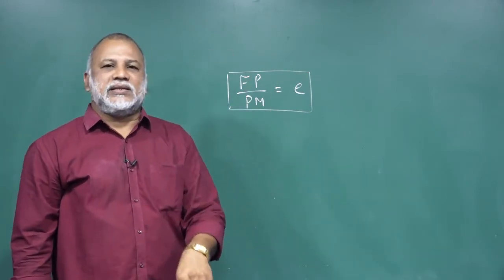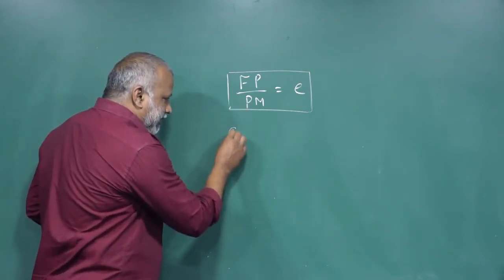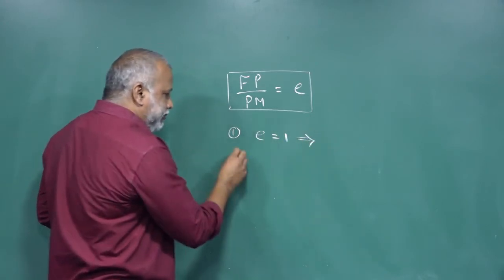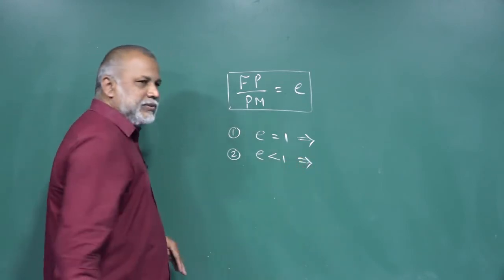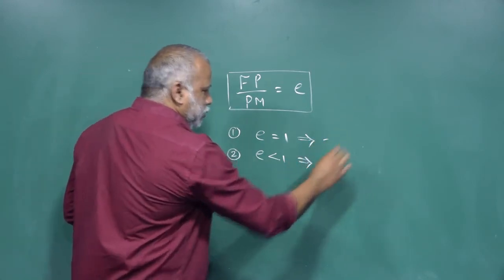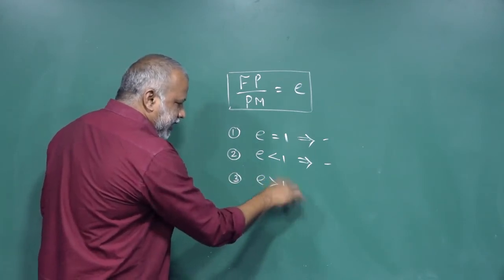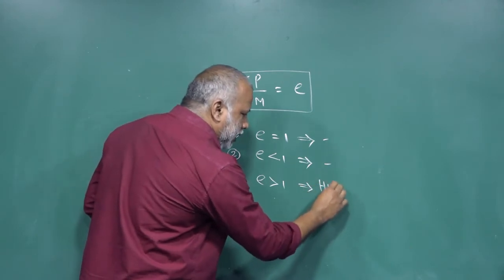Based on eccentricity, we are splitting three ways. Number one, E equal to 1, then it is a parabola. Number 2, E less than 1, then it is an ellipse. So far we completed these two topics. Now today we are going to discuss, if E greater than 1, then the conic is a hyperbola.